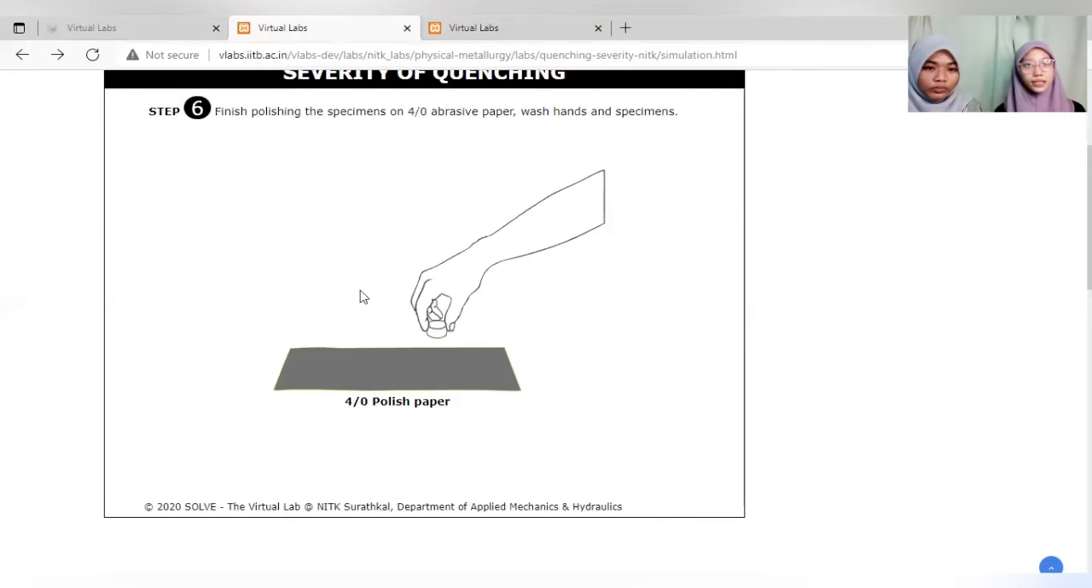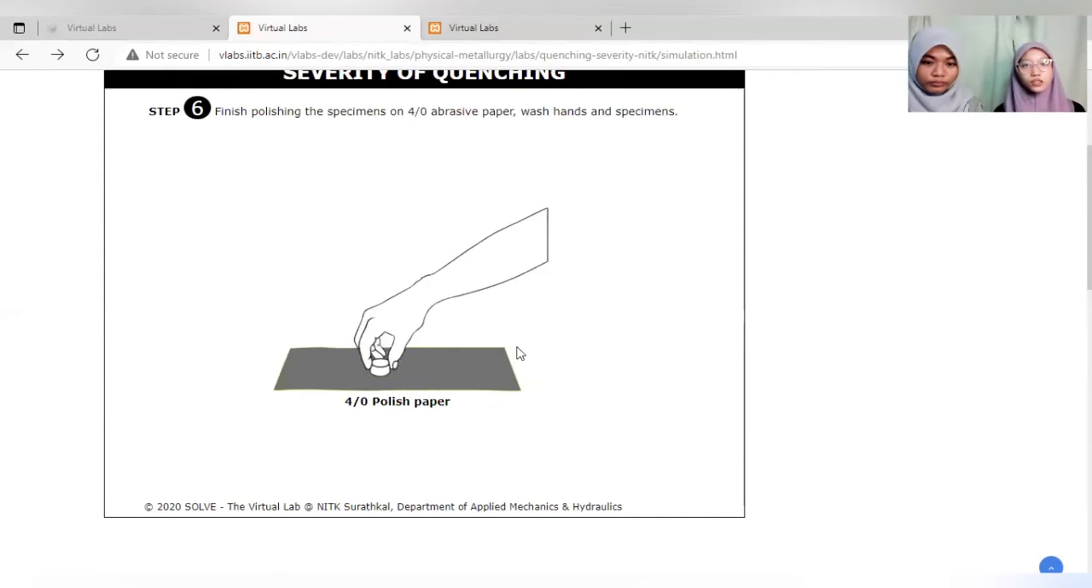So next step is step 6. Finish polishing the specimen on 4/0 abrasive paper. Wash hand and specimen. So we need to finish at the last 4/0 polishing paper.